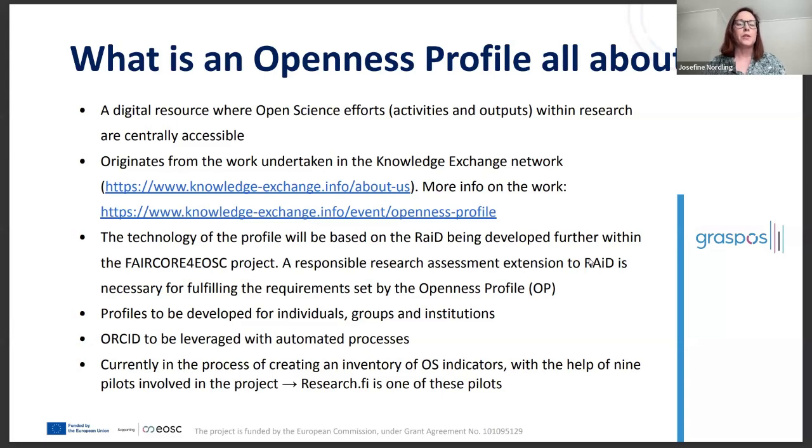So two reports were published on this topic in the Knowledge Exchange, the first of which defines the basic concepts and the second outlines the reference model and goes a bit further into the requirements of an openness profile. And I've included the links to the reports towards the end of my presentation in case you want to read some more. And when it comes to the technical side of the openness profile, as Clifford mentioned about the RAID service, the research activity identifier, it's covered through that, which is a PID system. And it is currently being further developed by the FAIR-IMPACT project. And the aim is to add a responsible research assessment enabling extension to the RAID, and this way to be able to satisfy the requirements of the openness profile.